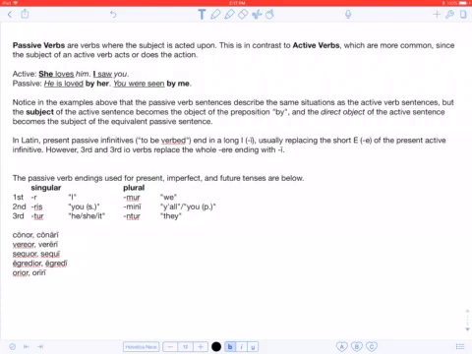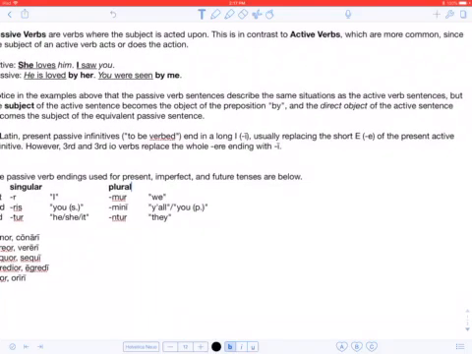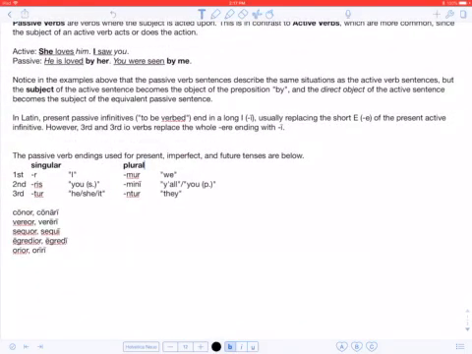Likewise, capere is to take, and then you just take the whole ERE off and replace it with I. Capi would be to be taken. Now let's look at all of the passive endings that we use for present, imperfect, and future tenses.